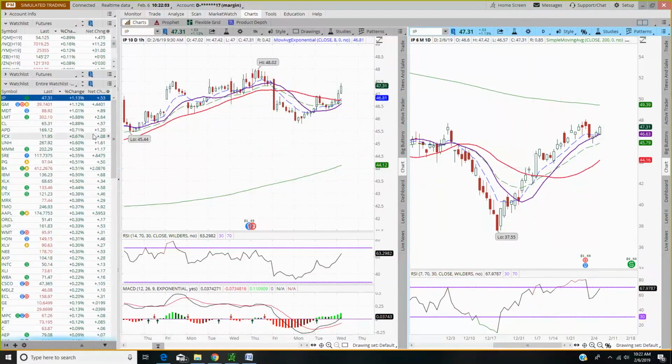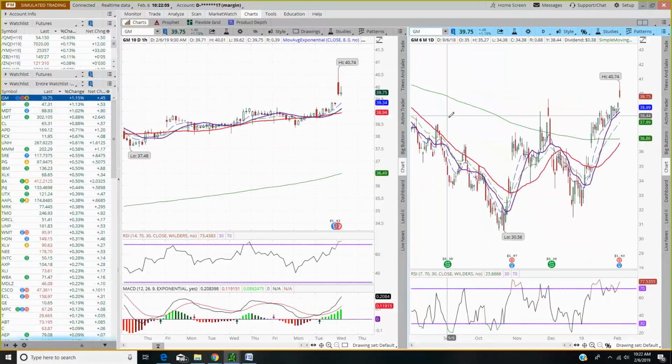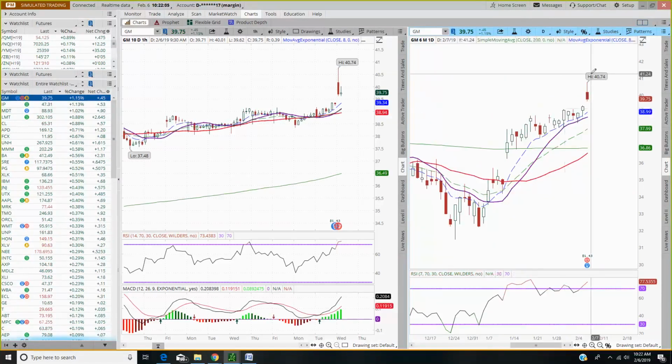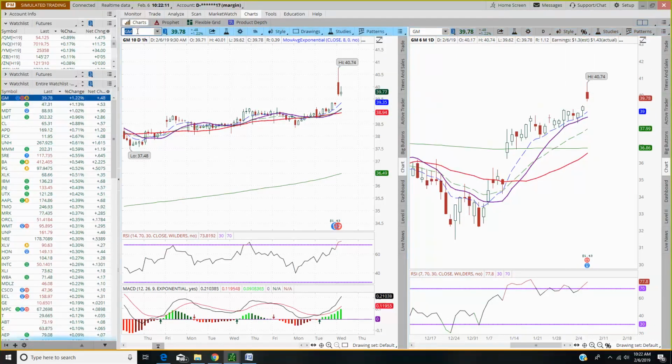Now, just so you know, this is what you're looking for. You're looking for these higher highs. I think the perfect example was Cron. We'll go back to Cron.